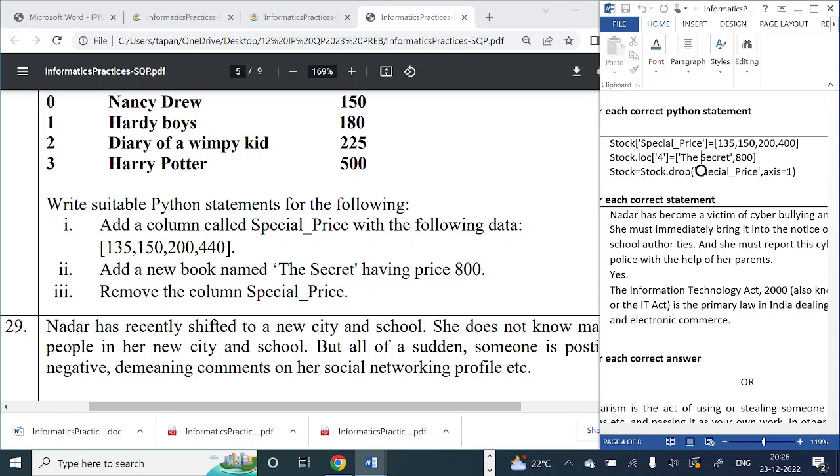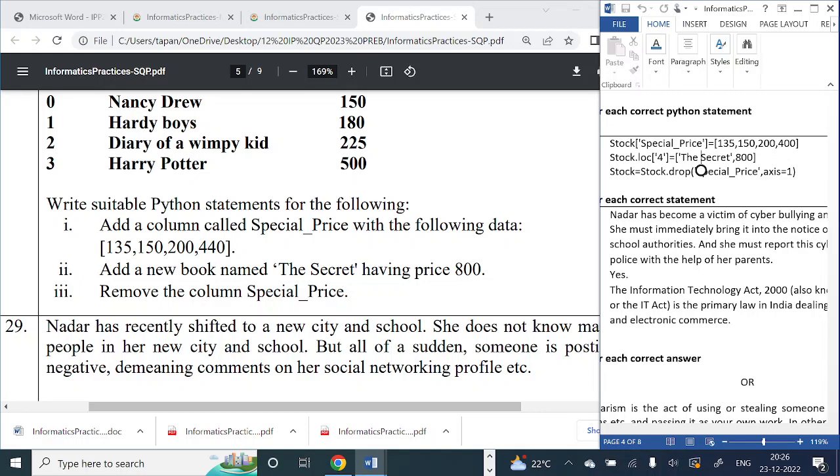Next, remove the column special price. Whenever you are asked to remove a column of a data frame, you write the name of the data frame dot drop, and in brackets you mention which column to drop, and since it is a column we write axis equals to 1. So here: stock.drop, in brackets we write the name of the column, that is 'special price' in single quotes, comma, axis equals to 1.